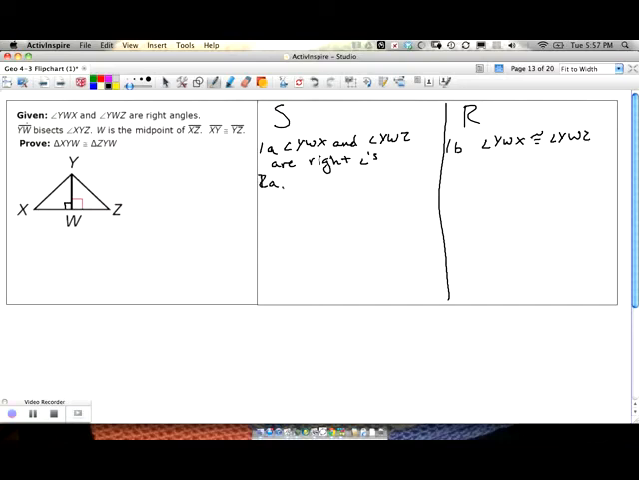Let's look at the second step here, 2A. We know that YW bisects angle XYZ. Oh wow, I am jumping way ahead here. Let's go back a second. This was given, which told me that they were congruent. Angle YWX is congruent to angle YWZ.